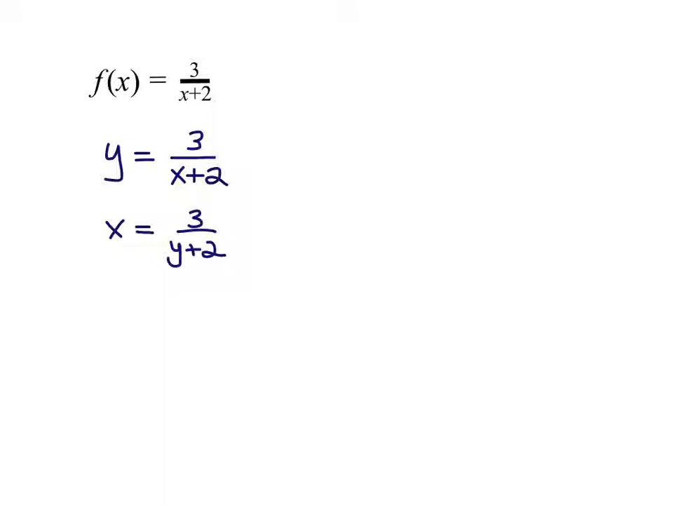Now this is a little trickier because our variable is in the denominator and not in the numerator where we like it. So the general way we approach these is we're just going to multiply by whatever that denominator is. So in this case it's y plus 2 to both sides. And that will cancel that factor out. So I'm going to get y plus 2 times x equals 3.